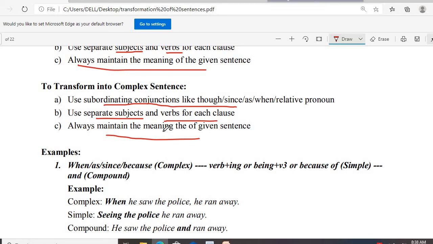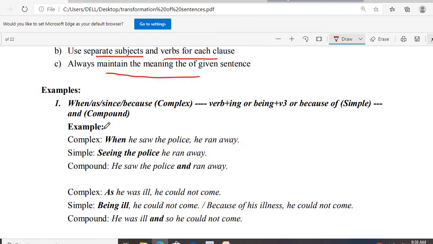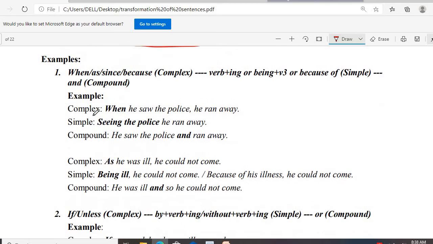If you change the meaning, if your changed sentence loses the original meaning given in the given sentence, then your transformed sentence will go wrong. So remember this thing and try to maintain the meaning always. Okay, now see the example.